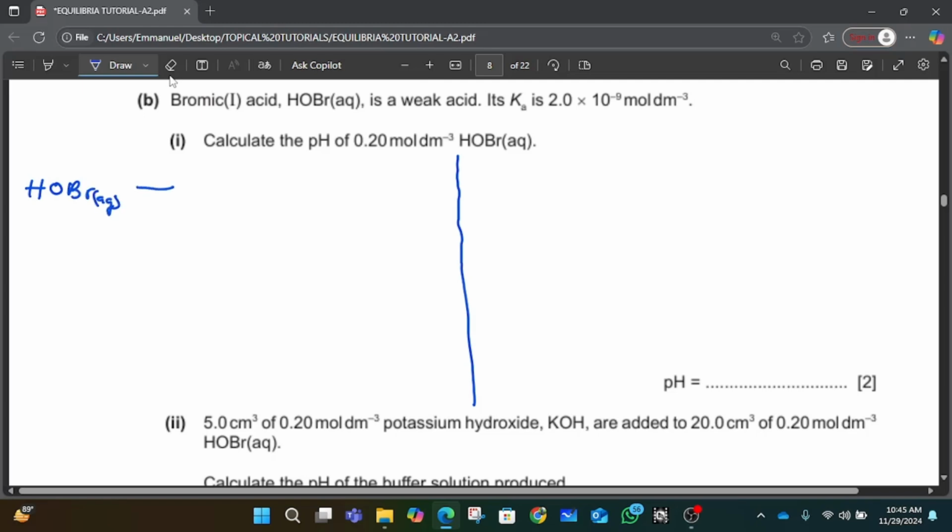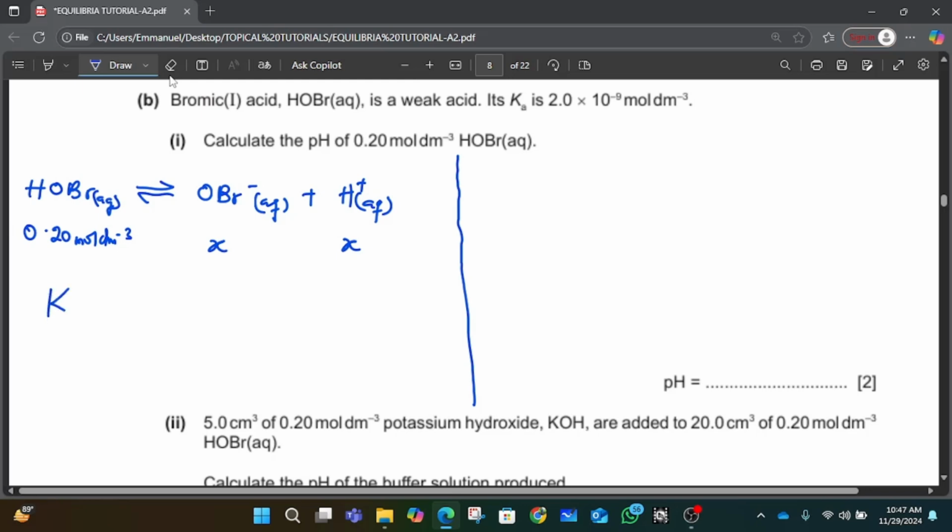First, write the equilibrium dissociation equation for the acid as HOBr aqueous gives OBr minus aqueous plus H plus aqueous. The concentration of the acid was given as 0.20 mole per decimeter cube, but we don't know how much of this dissociated to form the ions, so we put x and x here.